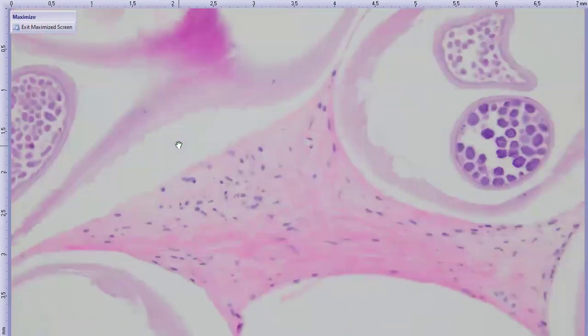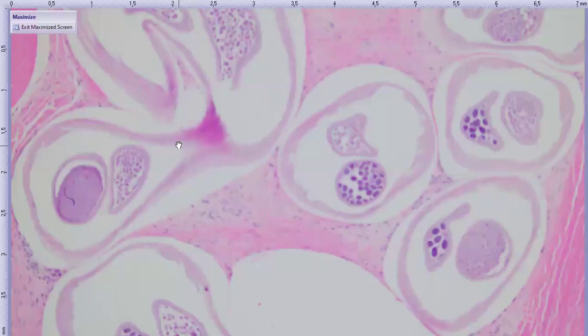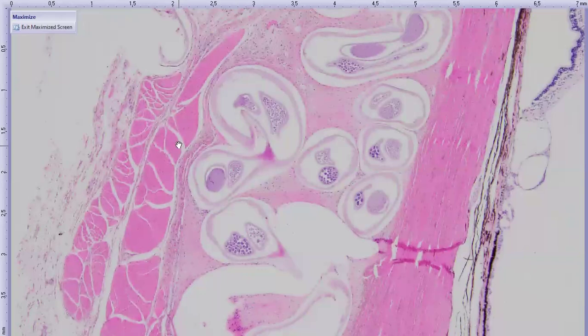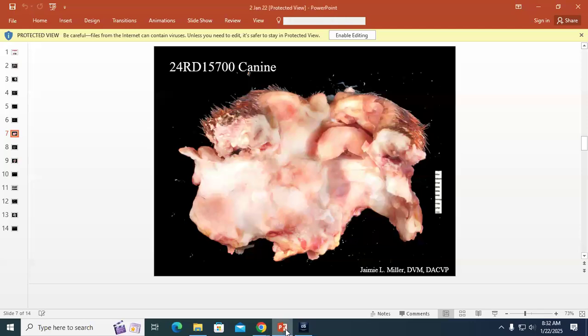So these are features of onchocerciasis parasite, which we often see in the western U.S., California, Nevada, Utah. I believe this dog was from California. So that was just sort of an incidental finding for that eye to go along with the Ligneous conjunctivitis.